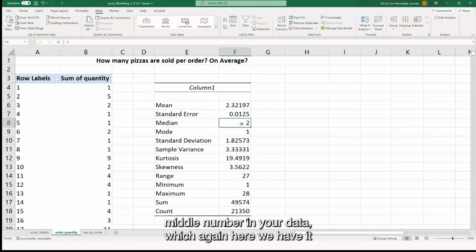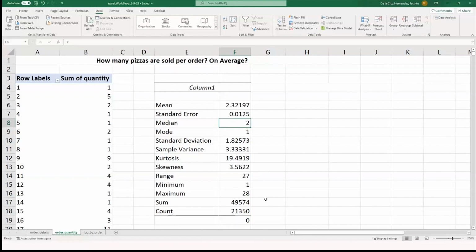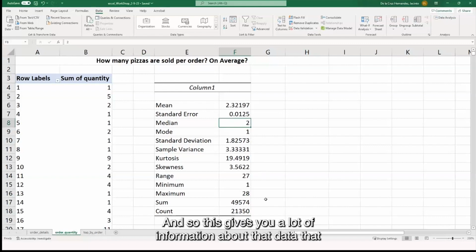So the median is going to be the middle number in your data, which again, here we have it close to the average. So our data is not very skewed. And so this gives you a lot of information about that data that you have, right?